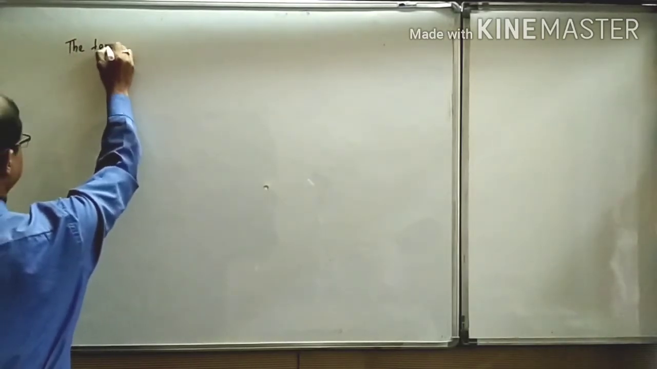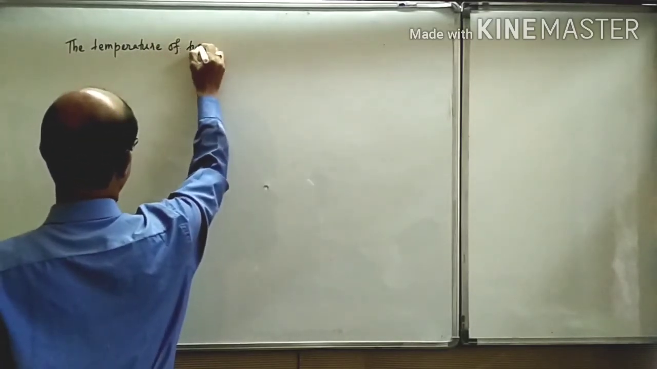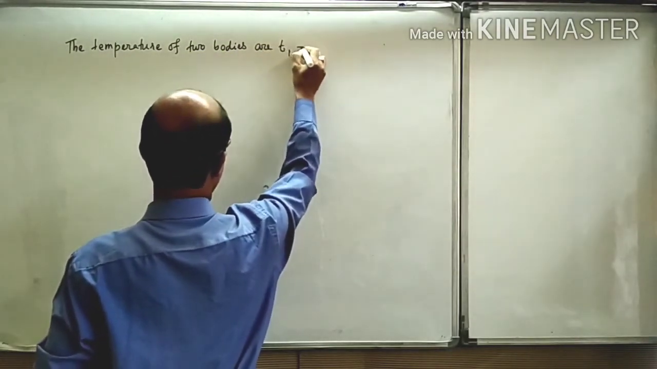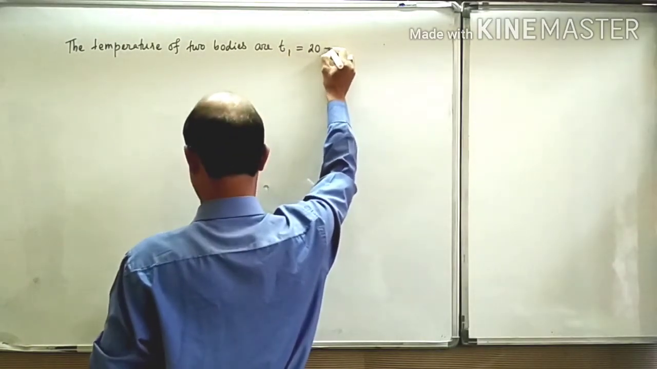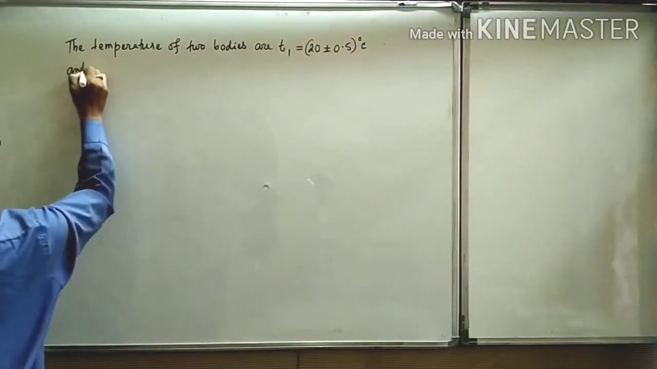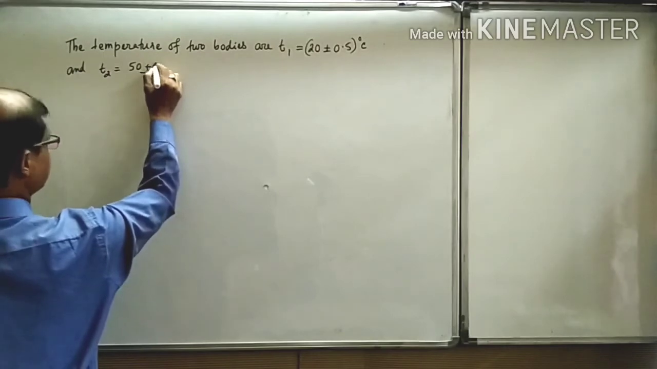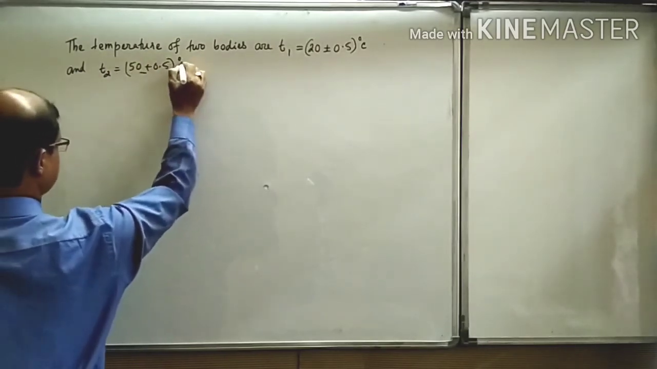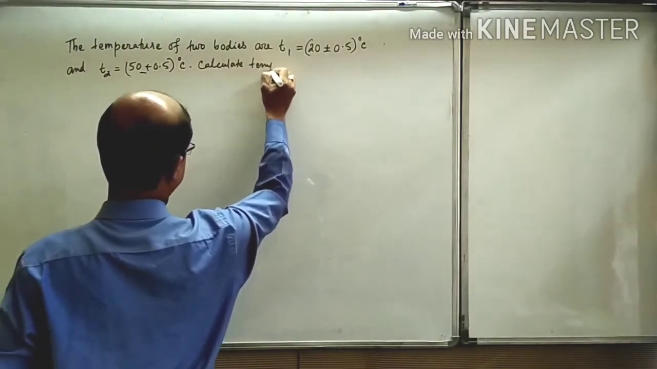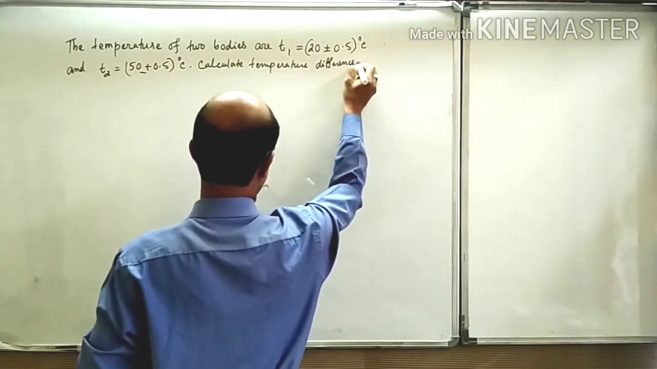The temperature of two bodies are T1 equals 20 plus minus 0.5 degree Celsius and T2 equals 50 plus minus 0.5 degree Celsius. Calculate the temperature difference.